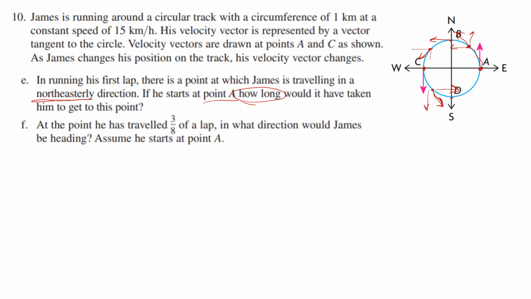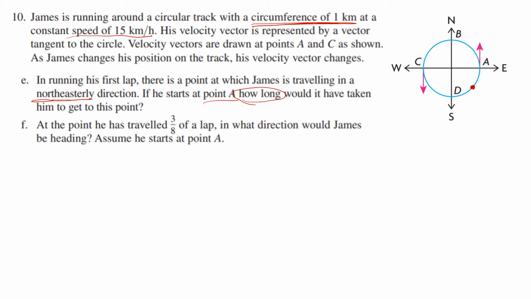At point D, he moves east, and I move on again. At this point, I see that I have the north component as well as the east component. So that's northeast direction. That's the point I'm looking for. Now, because it says how long, I need to consider his speed, which is 15 kilometers per hour, and the circumference, which is 1 kilometer, right?